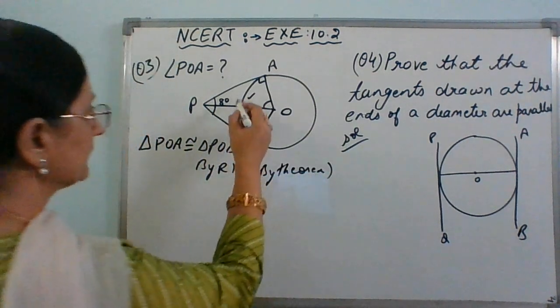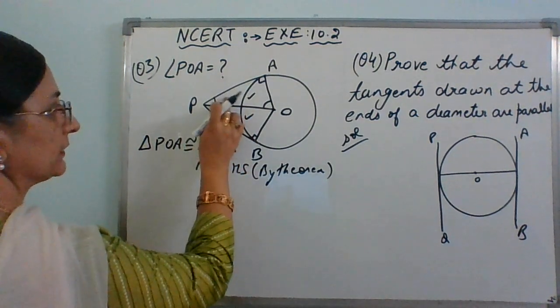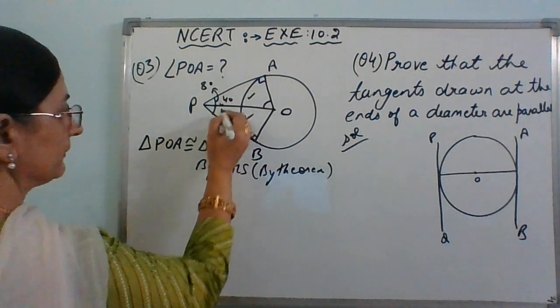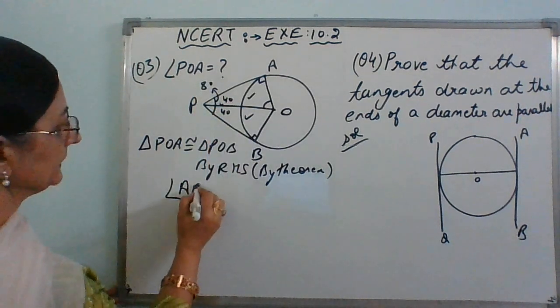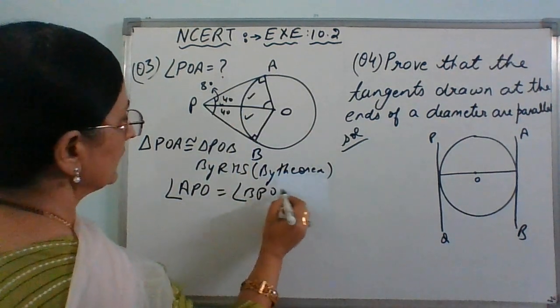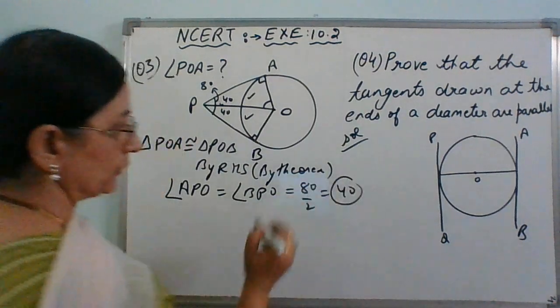So if they are congruent, this total of 80 will be split into 40 and 40. Now here it was 80, so it becomes 40 and 40, half. So angle APO will be equal to angle BPO, which is 80 by 2, that is 40. Each angle is 40, 40.